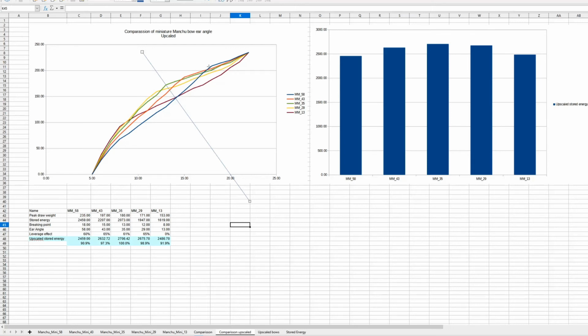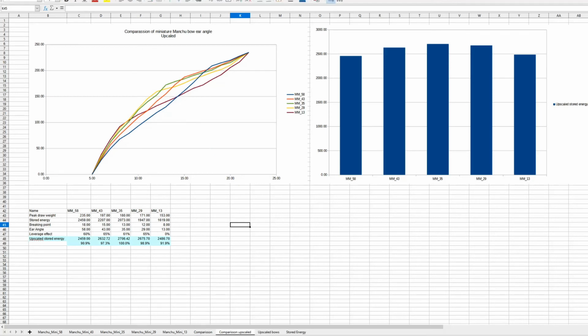This was just to show this phenomenon, because a bow with a breaking point all the way up here, where are we? We are at 15 and 18 centimeters. That bow would be very unstable. The bow would unstring very easily, and it would break, and who knows where the arrow ends up. But of all of these, the most powerful bow would be MM35.